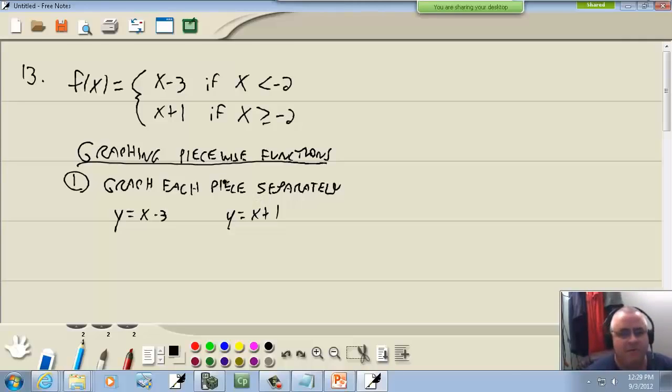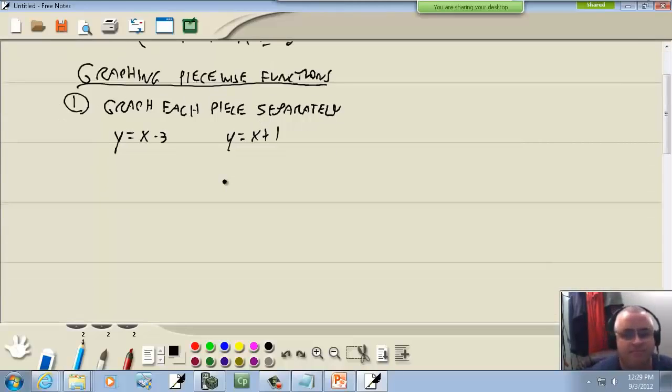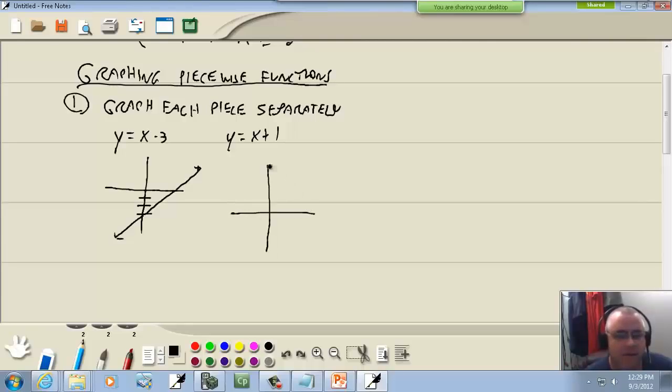Now you could graph these in whatever manner you see fit. Y is equal to x minus 3. Okay, that's shifted down 3, and looks like that. Y is equal to x plus 1. That's up 1, and looks like that. Not that I can't draw straight lines, but then step 2.